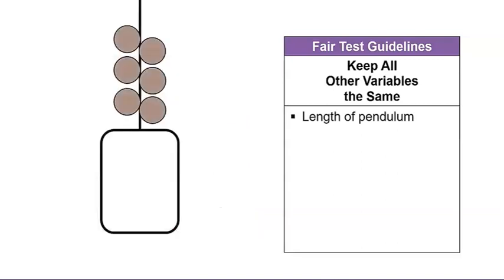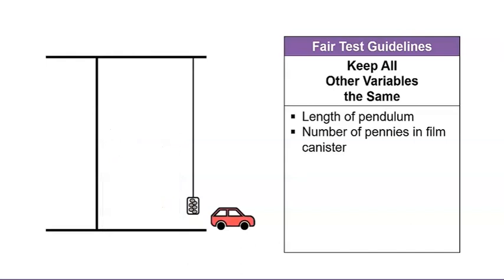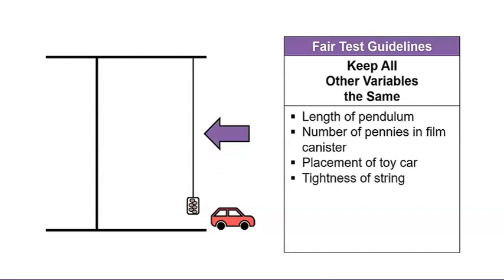And we should use the same number of pennies in the film canister every time we release the pendulum. We should put the toy car in the same place each time we release the pendulum. Oh yeah, we should make sure the string is not loose. The tightness of the string should be the same for every trial.